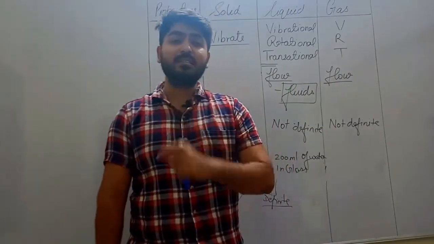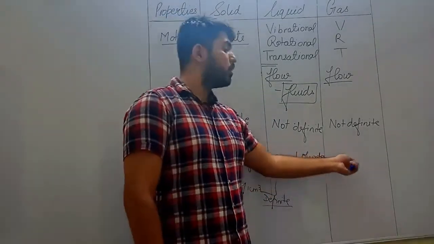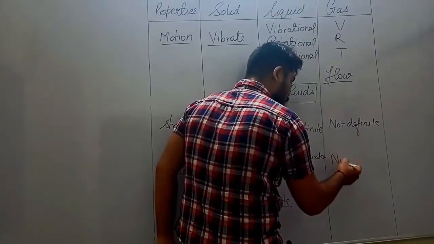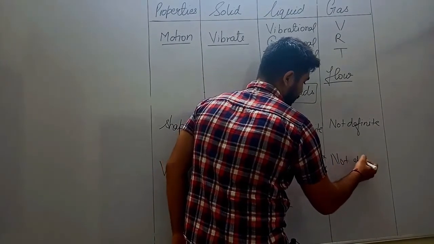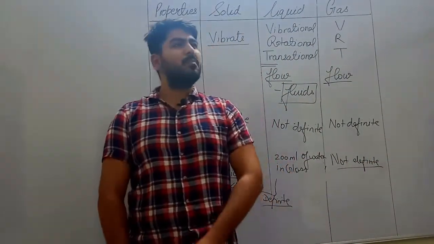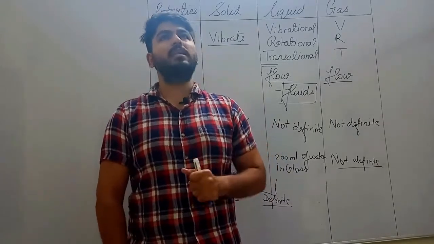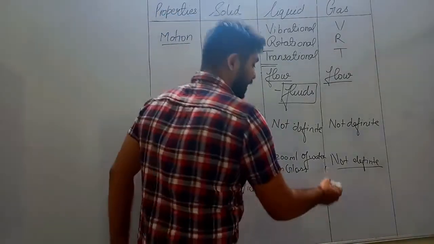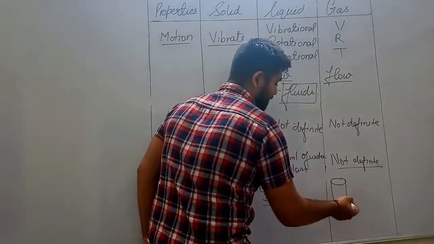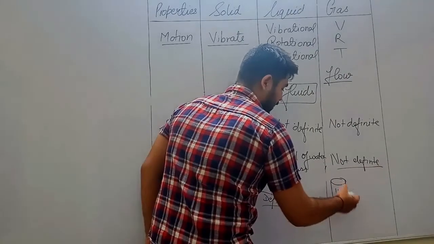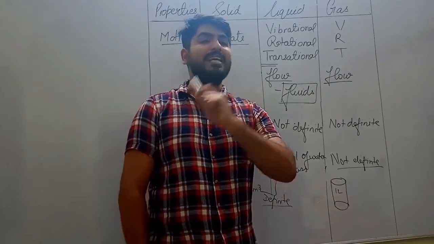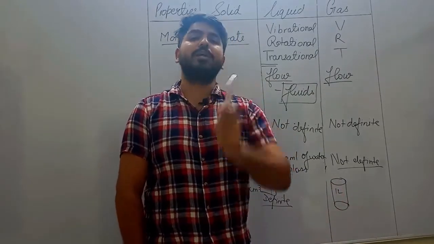Whereas the volume of gases is not definite. Now, what do you understand from this? इसका मतलब ये है, suppose let me take an example. Let me take a container of 1 liter containing some gas. So, इस container में gas है and the volume of that gas will be 1 liter.